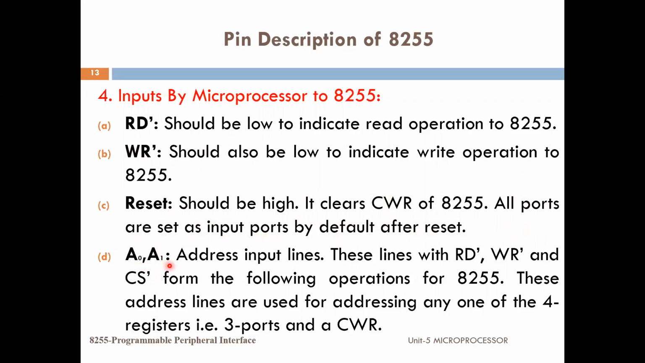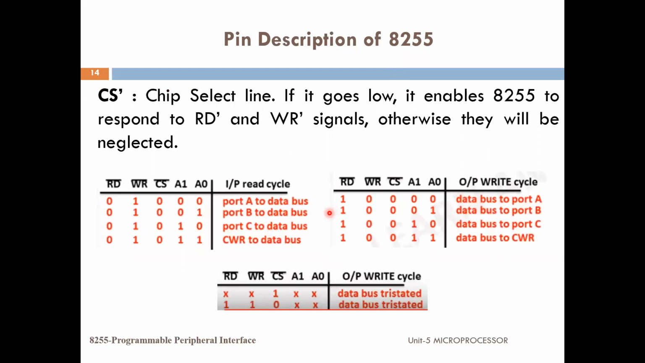We have the address lines, which are used to select the particular port and the control word register. These address lines, along with the input signals like the active low read and write and the chip select, perform the various operations for the 8255. So we can say that these address lines are used for addressing any of the four registers. Any of the four registers means one control word register that holds the 8-bit control word, for which we do the programming, and that's why the 8255 is called a programmable input output port, and the three ports which are A, B and C.